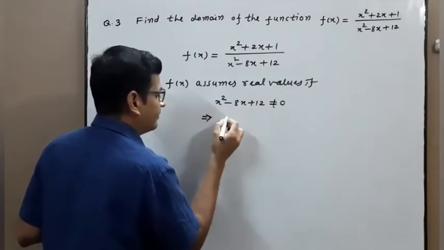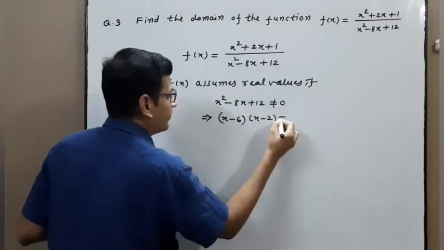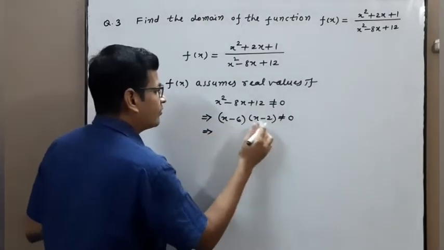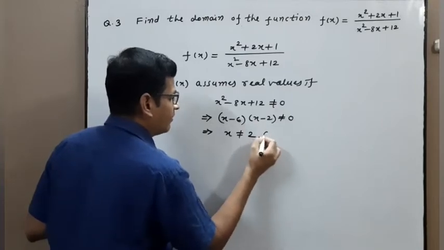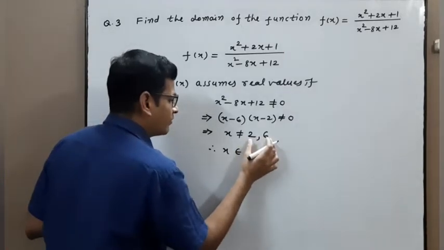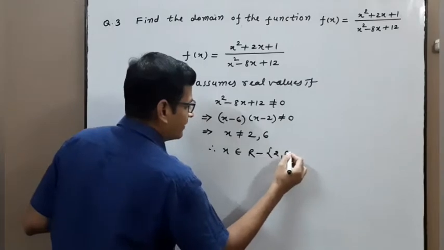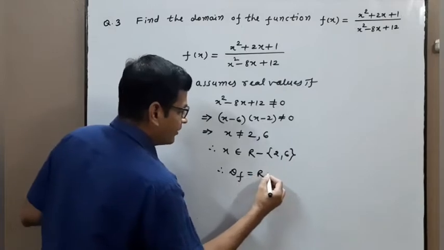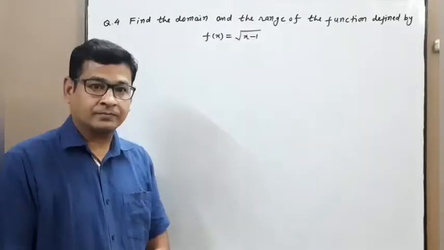Now write factors of this. Factors of this are (x minus 6) and (x minus 2) by splitting the middle term. So product of two numbers not equal to 0 means each number not equal to 0. So x not equal to 2, x not equal to 6. Therefore x belongs to the set of real numbers minus {2, 6}. So therefore domain f is equal to the set of real numbers minus {2, 6}.